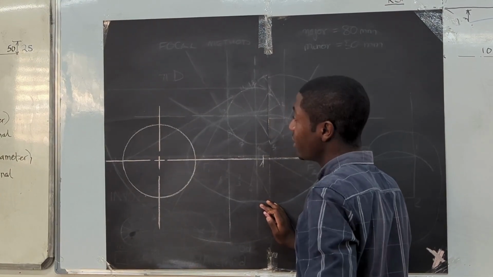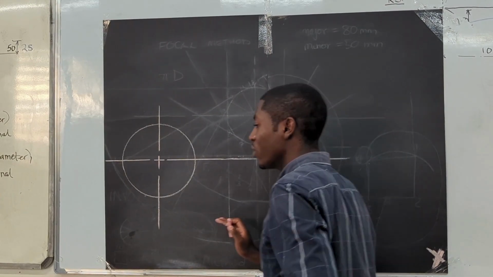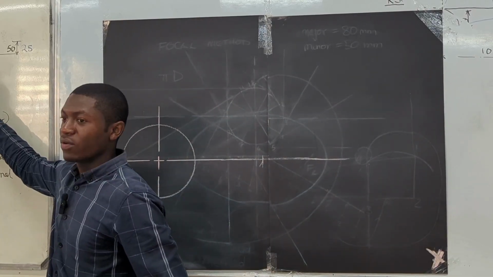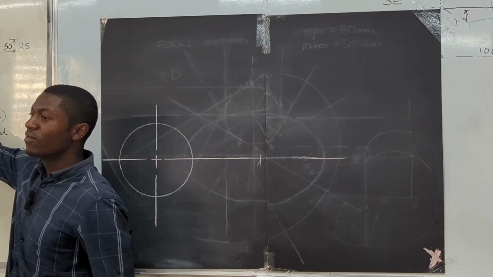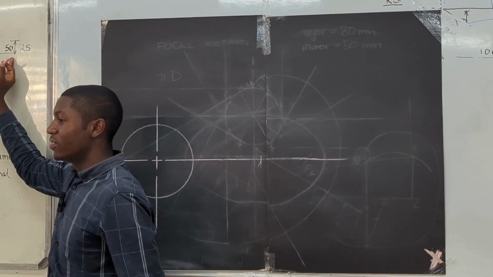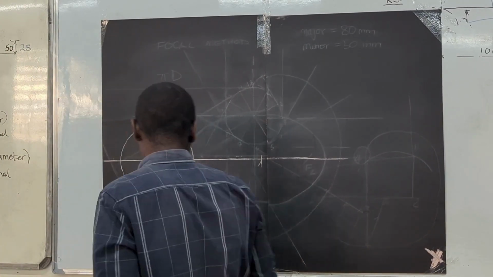Now notice something in drawing. What would happen if I started from this circle? The distances would have changed. I would have still marked the 150, but I would have gone 25 above.